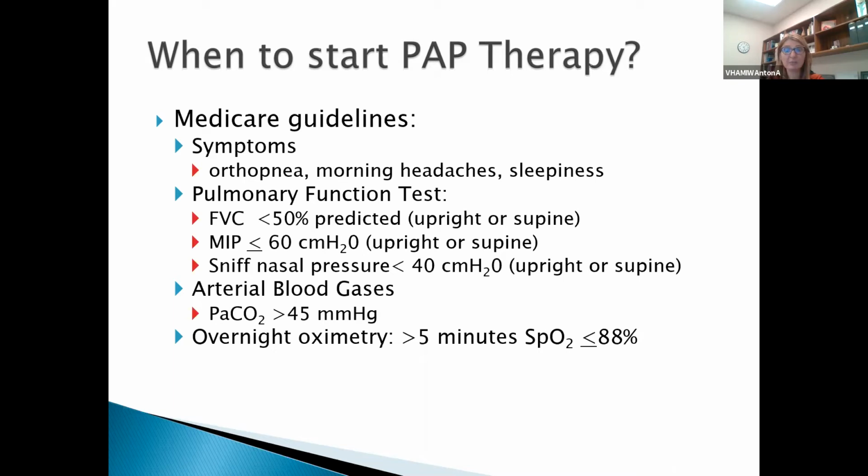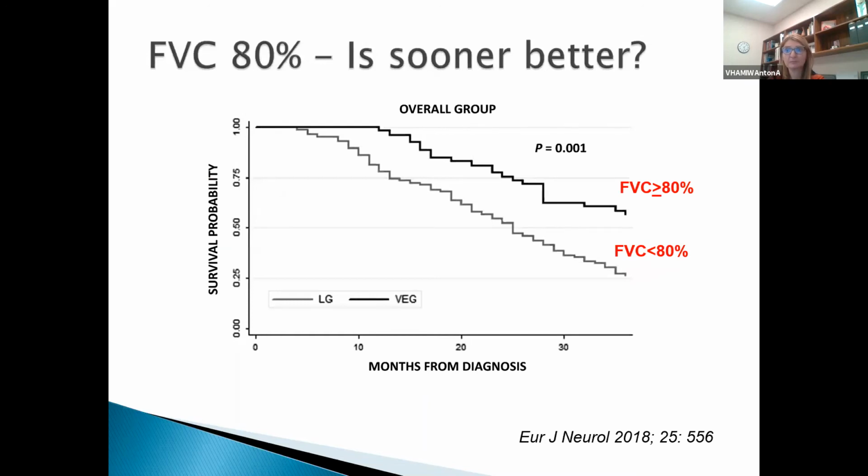So what are those numbers? The forced vital capacity less than 50%, a MIP less than 60, the sniff nasal pressure less than 40. And again, that can be upright or supine values. A blood gas that shows that the PCO2 level is over 45, or there is evidence of low oxygen level less than 88% for more than 5 minutes when measured at night.